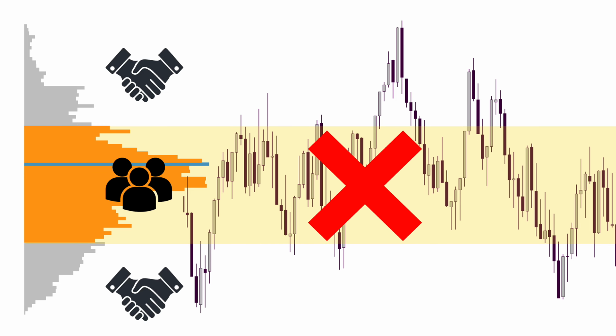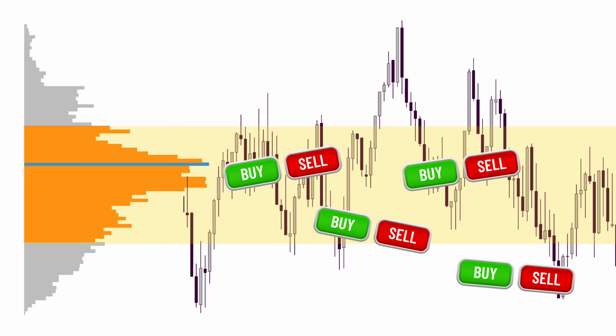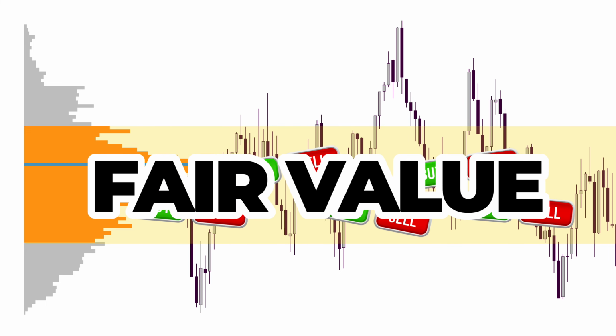Now, "don't trade in the middle" is easy to say. Here's the part that made this click for me, and it's the reason most people never see it. In the middle of the profile, what does the market actually do? It buys and it sells at the same price, over and over. Not because it's confused, because everybody there is happy. Happy to pay that price, happy to sell at that price. That's what fair value means. It's fair, and that's the problem.